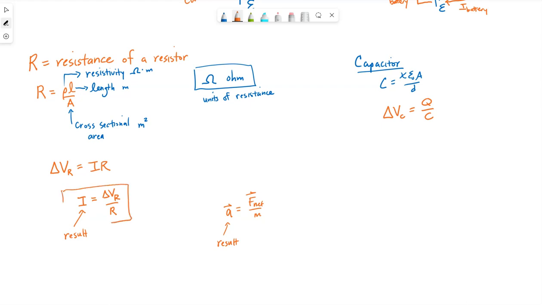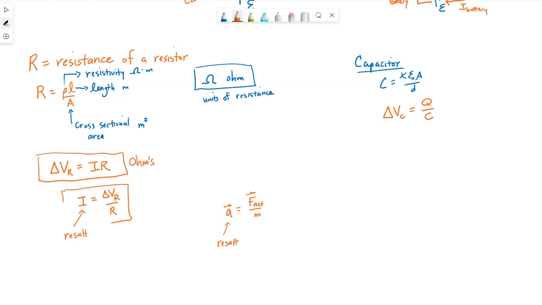Current is a result of having a potential difference supplied to a circuit. We often write it this way, but of course it's the same equation, right? If I just bring resistor over, I have delta V is equal to IR.